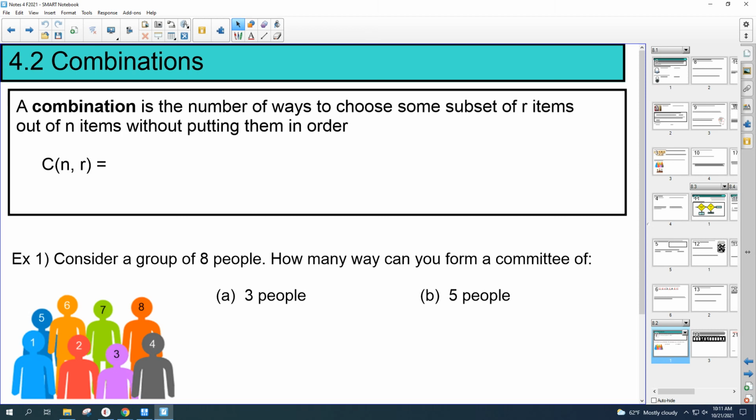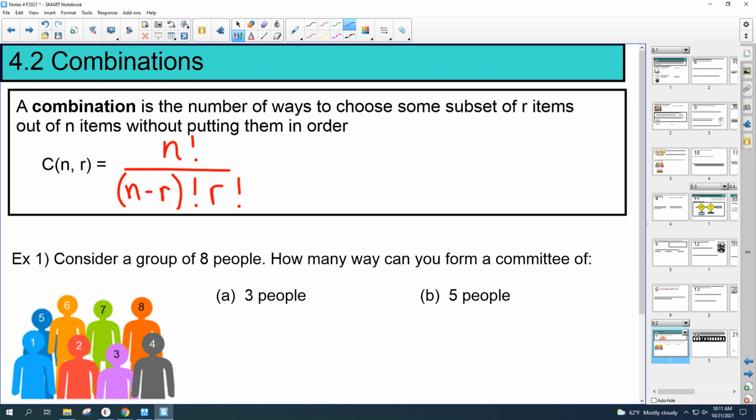4.2 is combinations. A combination is the number of ways to choose some subset R items out of N items without putting them in order. It's very, very similar to a permutation, except for that last part, without putting them in order. The formula looks kind of complicated, and it looks like this: N factorial over N minus R factorial, R factorial. Very similar to the permutation, but order doesn't matter this time.